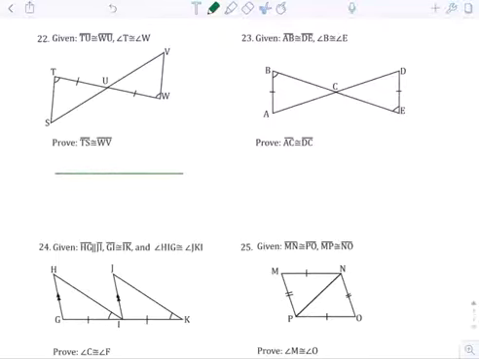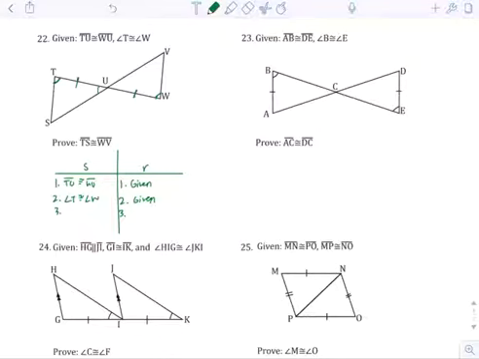Okay, so for this one, statements and reasons. 1, TU congruent to WU, reason is given. 2, angle T is congruent to angle W, that's also given. So we have these markings.